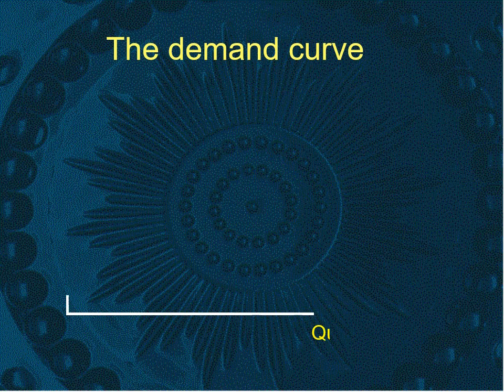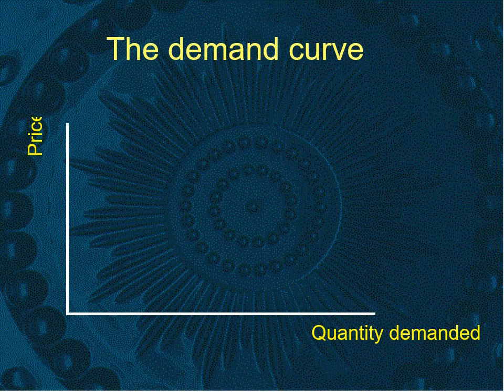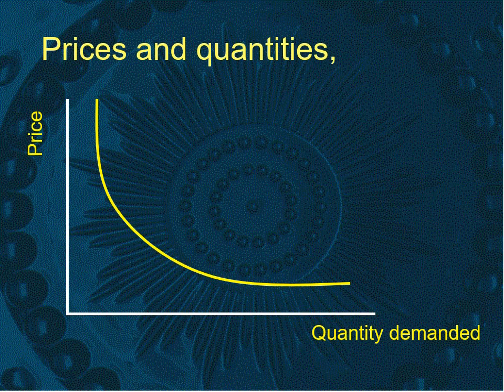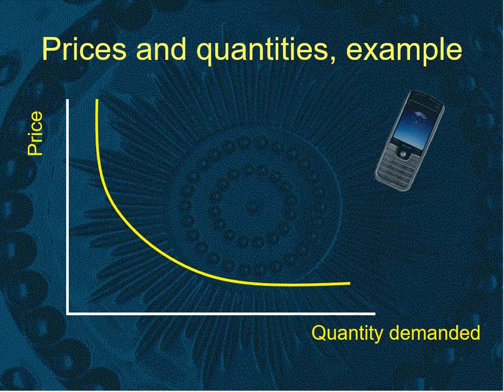If we plot the quantity in the horizontal axis and the price in vertical axis, we can draw a curved line as shown in the graph. To illustrate that with an example, let's assume we have X product, let's say it's mobile.